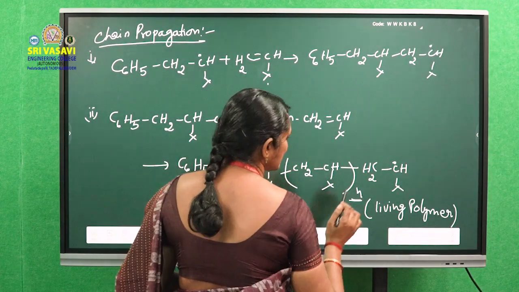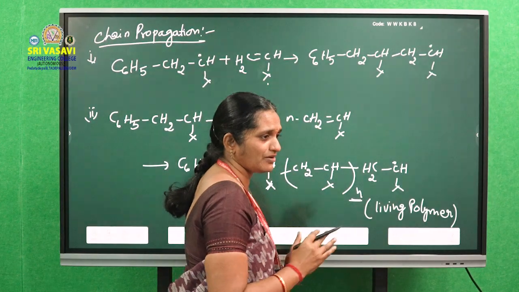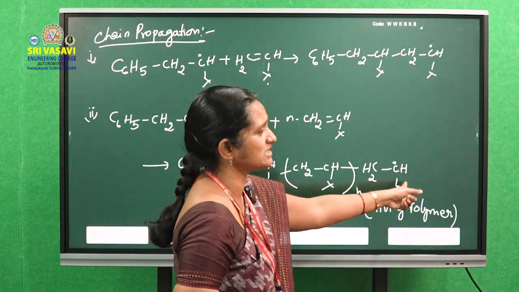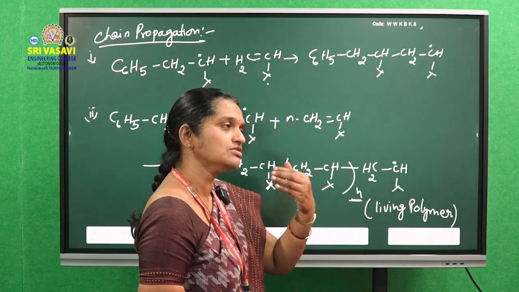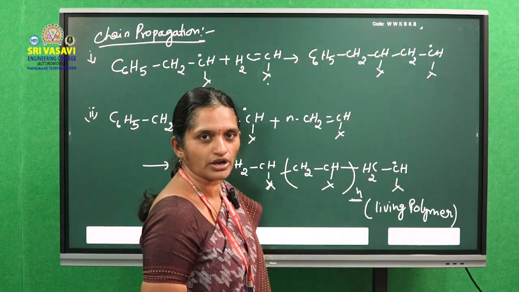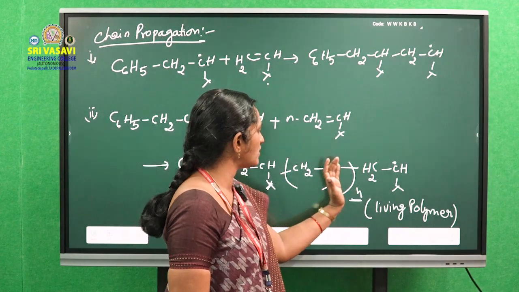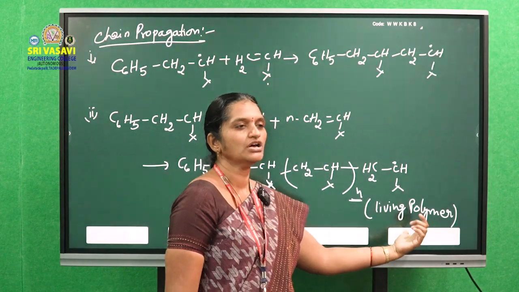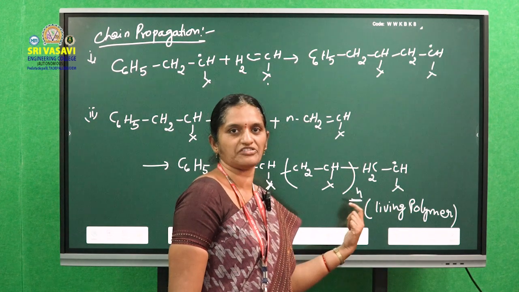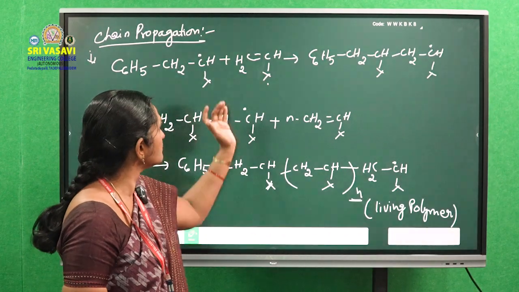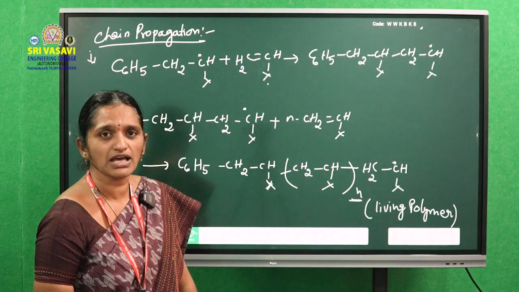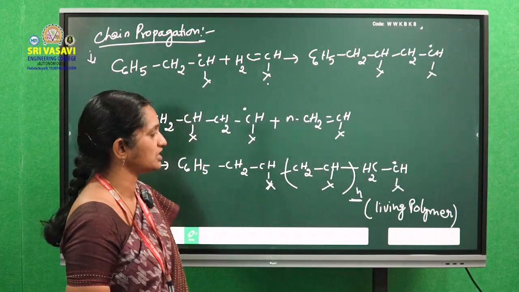So this is called a living polymer. Why do I say living polymer? Because there is still a chance of adding one more monomer, or else you have to stop it. However many monomers are required, you add them, and as long as there is still a chance of adding one more monomer, that is called the living polymer. So formation of the living polymer is nothing but the chain propagation.